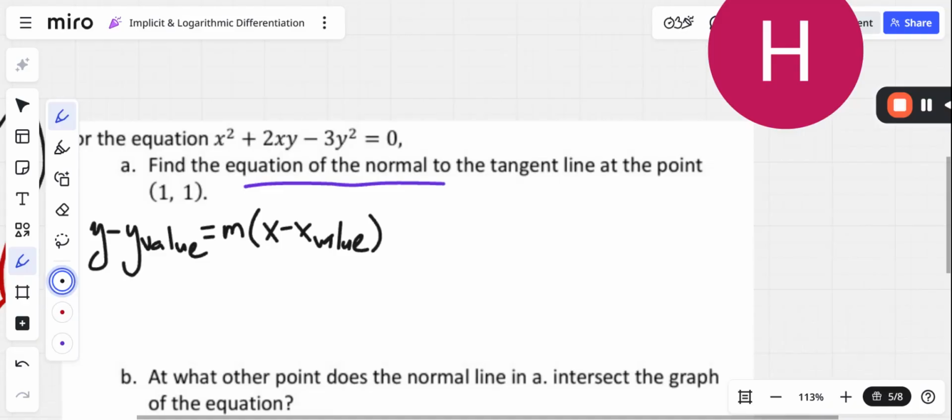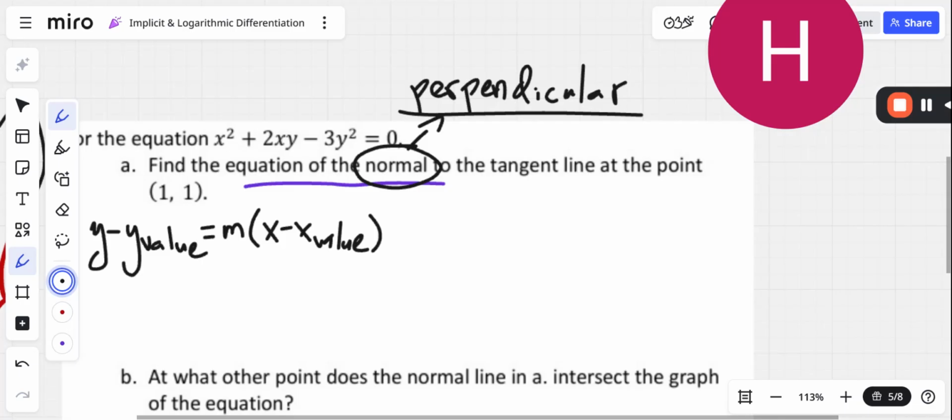So remember that the normal is the perpendicular slope. It's not the tangent slope. That's important to keep track of. Write it down so you don't forget it later. Now let's just find dy/dx. dy/dx will be the tangent slope, and from there we can get the perpendicular slope.